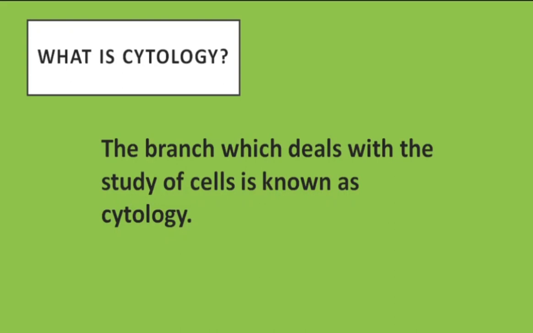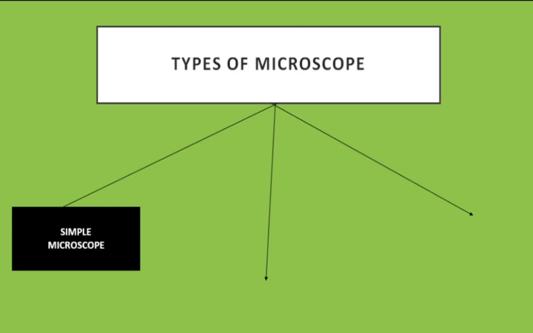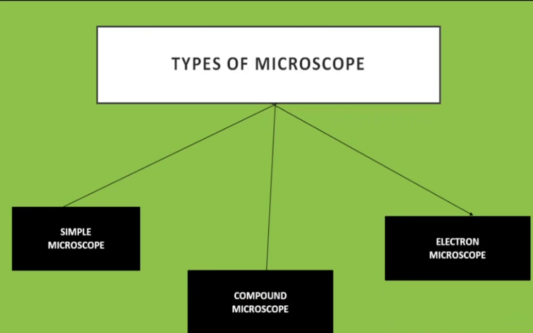Now, let us study who discovered the cell. It was Robert Hooke, the first one to discover the cell. It was in the year 1665. So it can be seen with the help of a microscope. There are mainly 3 types of microscope: simple microscope, compound microscope and electron microscope.